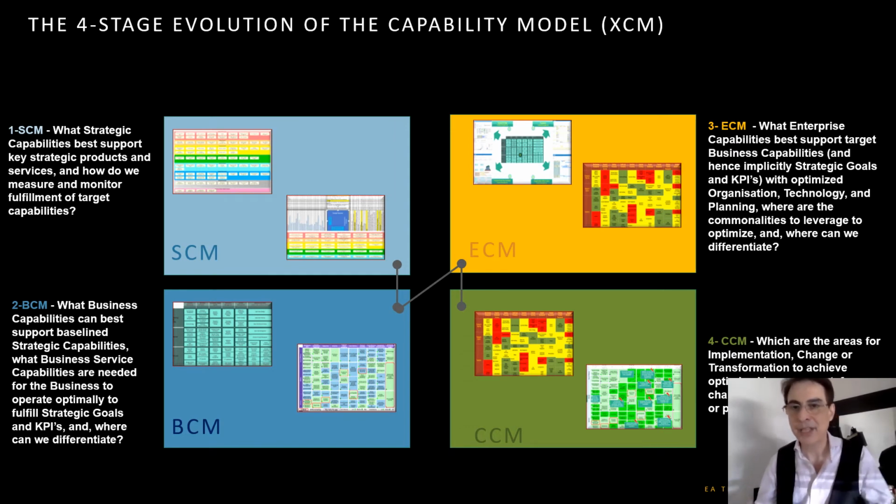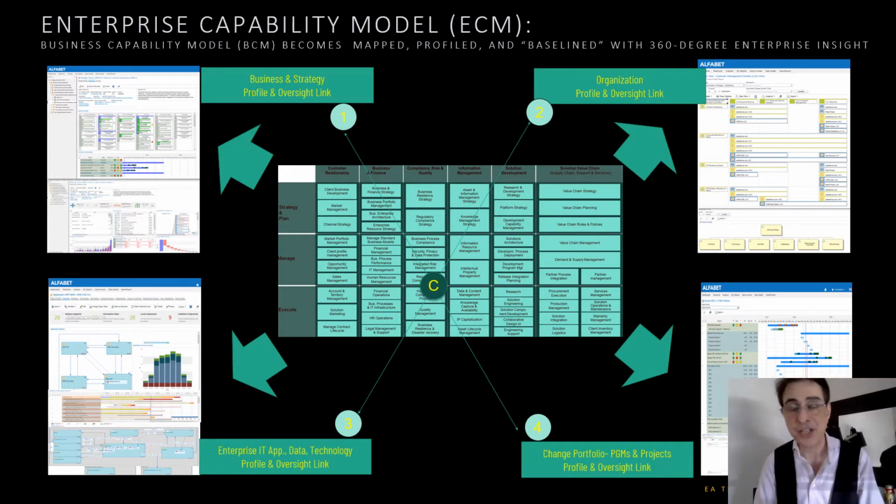And once we have these, we can have a great possibility to do a 360-degree fact-based analysis of every capability, which is here. As I've mentioned, this is the single most important artifact, not only within XCM, but period. And this is the ECM enterprise capability model, where the business capability model becomes mapped, profiled, and baselined with 360-degree enterprise insight.